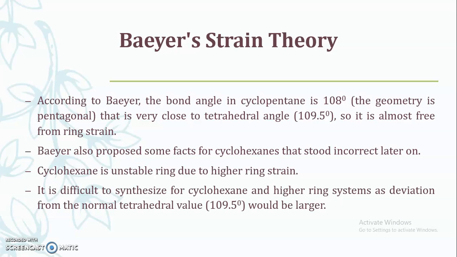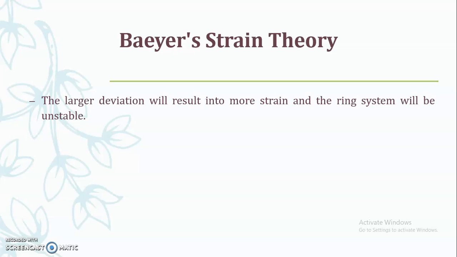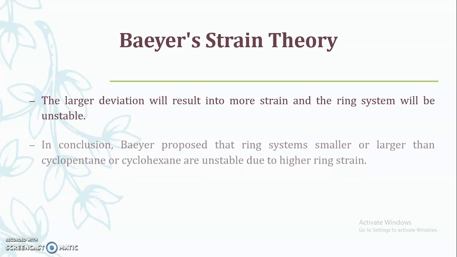Also he proposed that it is difficult to synthesize the cyclohexane molecule and the higher ring systems, as the deviation from the normal tetrahedral value would be larger. According to him, for larger molecules this deviation will be more, so it is very difficult to carry out the synthesis of such rings, and the larger deviation will result in more strain and the ring systems will be unstable.